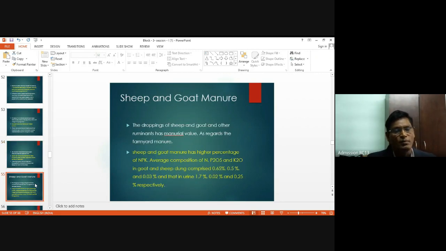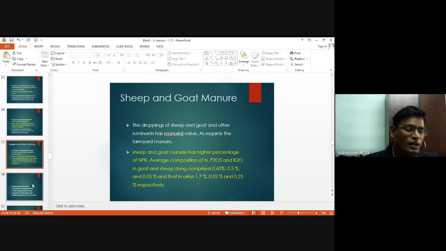Sheep and goat manure. Now we come to the animal source of manure. The droppings of sheep and goat have nutrients of manurial value, and are regarded like farmyard manure. So the waste, what we call the manure, from sheep and goat can be used. Sheep and goat manure have a higher percentage of nitrogen, phosphorus, and potassium. The average composition in goat and sheep manure comprises 0.65%, 0.5%, and 0.03%, and these are the compositions of the waste originating from sheep or goat manure, which can be used as manure for the crop plant.